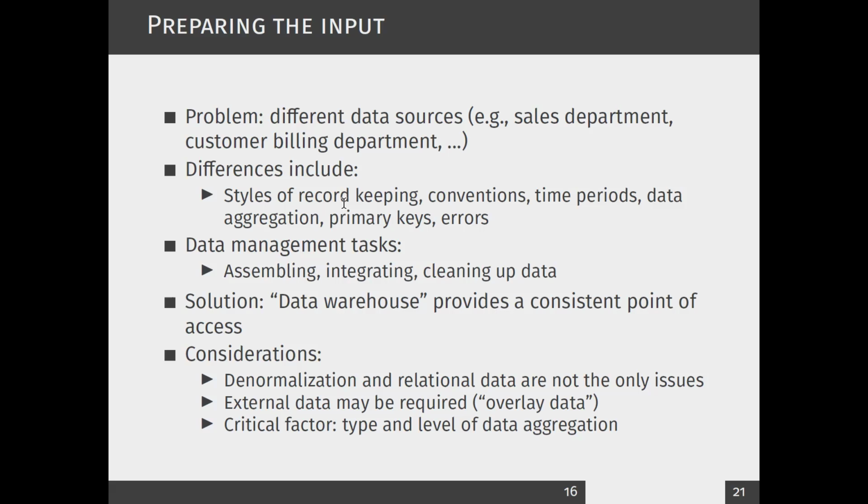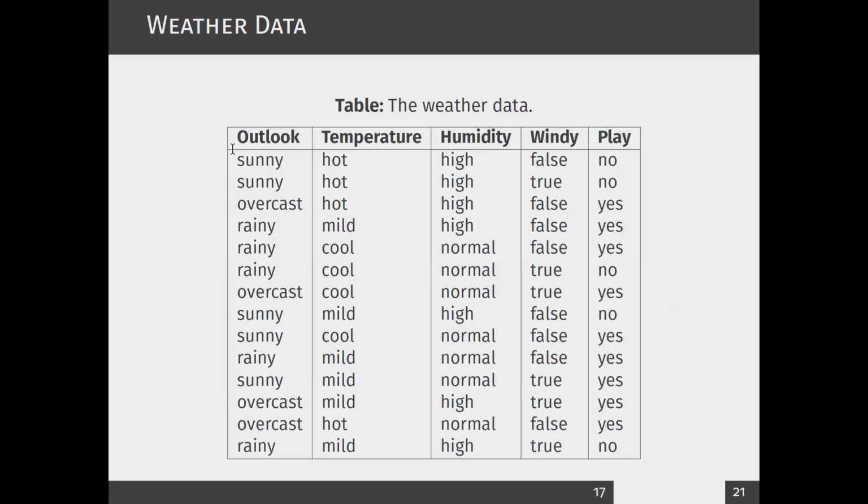So what you need to consider is denormalizing them, especially in relational databases, if you see a gap. Then you might need extra cost. So the problematic part, which we call the critical factor, could be the type and level of data aggregation. So that's what you need to be careful about.